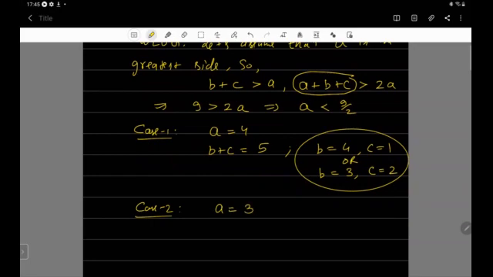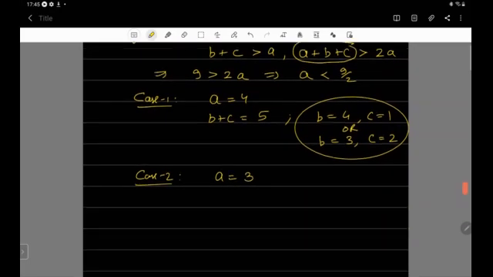The other case can be a equals to 3. If a equals to 3, b plus c will be equal to 6. And now, since b and c both must be lesser if compared to a, they can be equal also. I think you can sense that we don't have any other choice except both are 3.